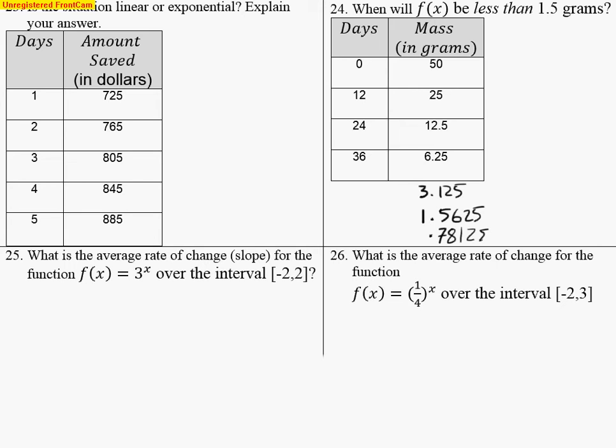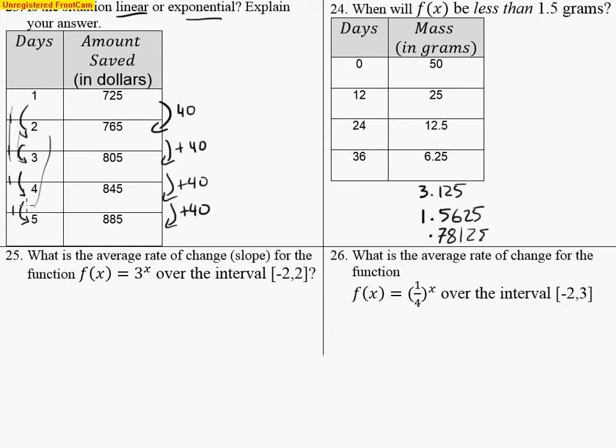Finally, I want to help you with the last four questions on the review. So let's start with 23. If I want to find if something's linear or exponential, first I should see if there's a pattern here. This is increasing by plus 40, plus 40, plus 40, and plus 40. Also, this is changing by 1, changing by 1, changing by 1, changing by 1.